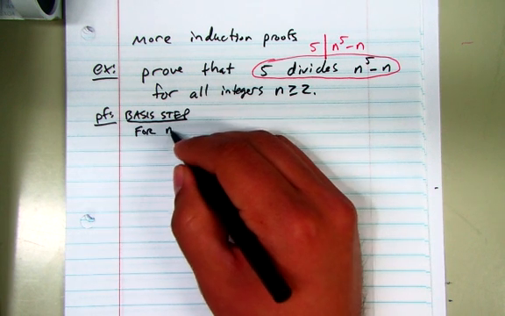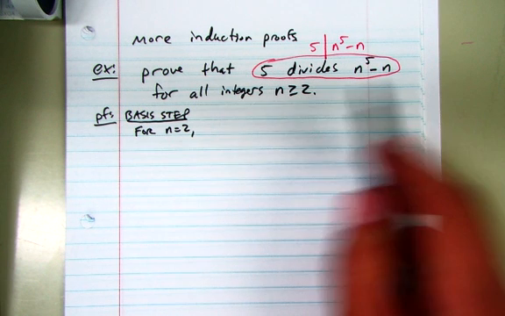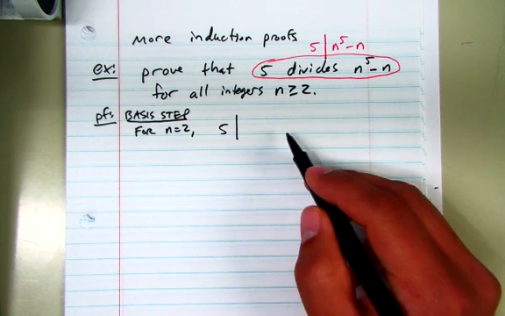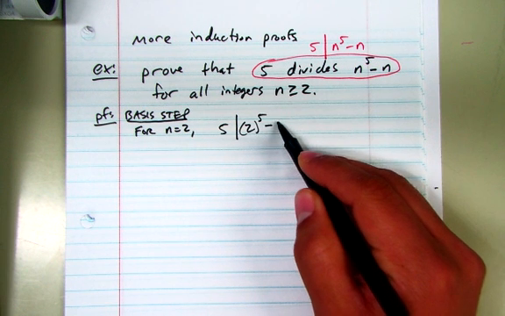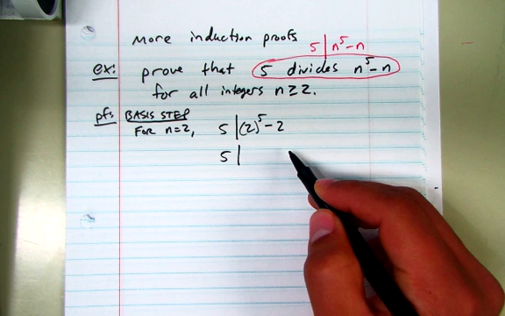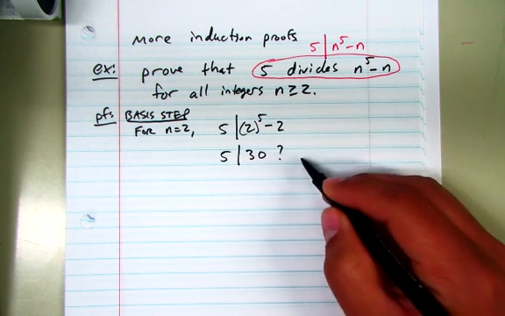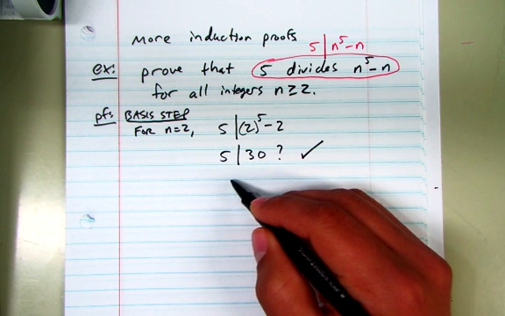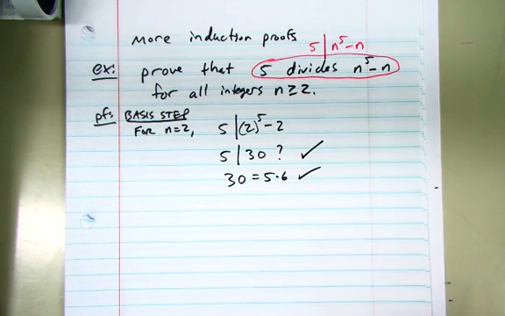So for n equals 2, the statement really is saying now that 5 divides what? 2 to the 5th minus 2. 2 to the 5th is 32, minus 2 is 30. Does 5 divide 30? Absolutely, since 30 equals 5 times 6. There's no remainder, right? Everybody okay with the basis step?